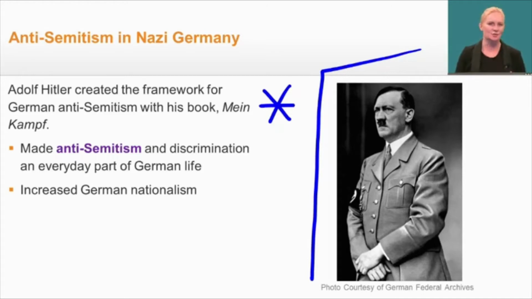When I say Jewish people or reference the Jewish people through this lesson, I'm not strictly speaking about someone's religious beliefs. I'm also talking about a region where these people are coming from. Now, he made anti-Semitism and discrimination an everyday part of German life, because once he became dictator, his Nazi party took power, and they were the only political party, and he tried to indoctrinate people into these Nazi beliefs.